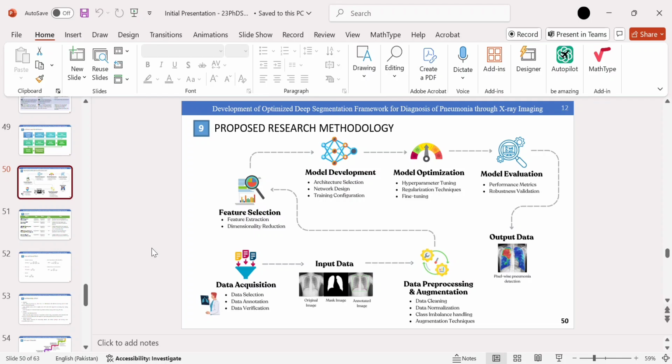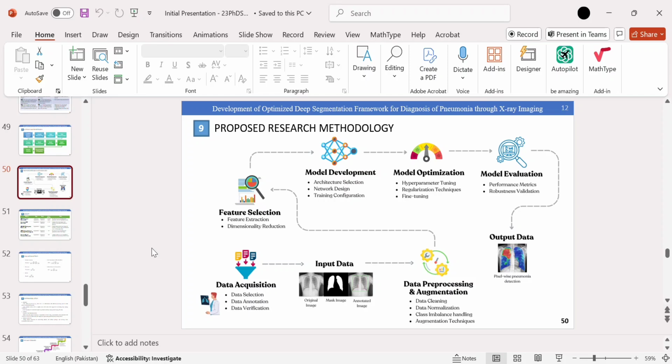This is the proposed research methodology of this work. First we work on the data acquisition, where we select a dataset that is publicly available, and if the annotations are not there, we can also work on the annotations and the data verification part if needed. The data is in the format of the original image, mask image, and the annotated image that contains the annotations. Data pre-processing and augmentation techniques are then applied on this input data, like data cleaning, data normalization, and handling imbalanced class conditions.